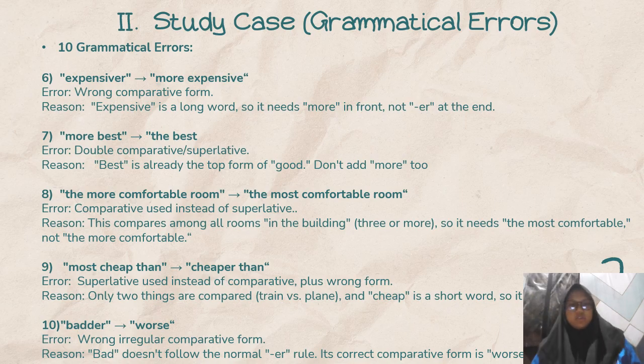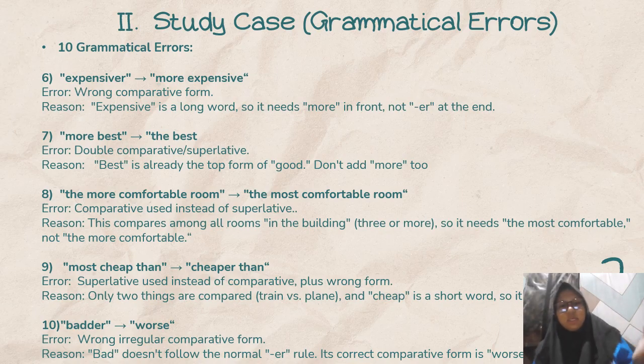Don't add more to it. Eight, the more comfortable room. It should be the most comfortable room. The error is using a comparative instead of a superlative. The reason is this compares among all rooms in the building, three or more. So it is the most comfortable, not the more comfortable.